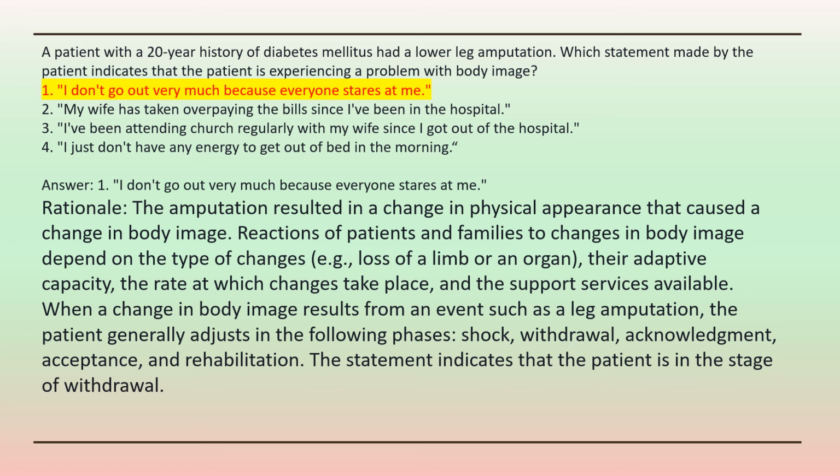When a change in body image results from an event such as a leg amputation, the patient generally adjusts in the following phases: shock, withdrawal, acknowledgement, acceptance, and rehabilitation. The statement indicates that the patient is in the stage of withdrawal.